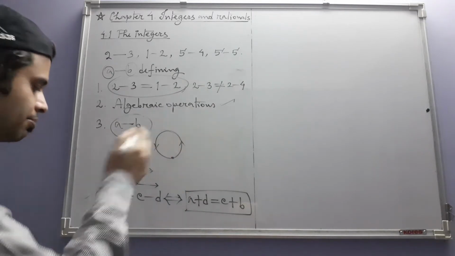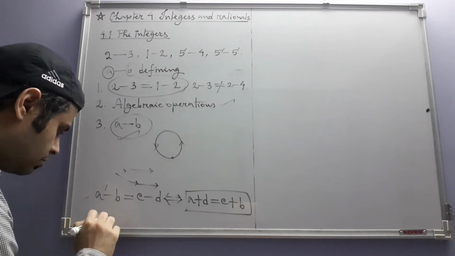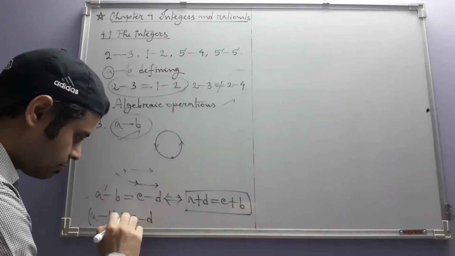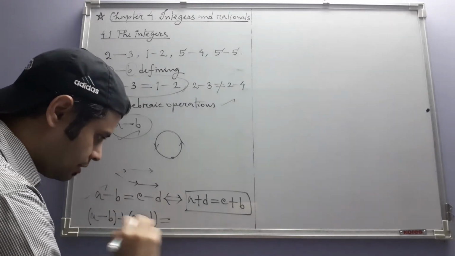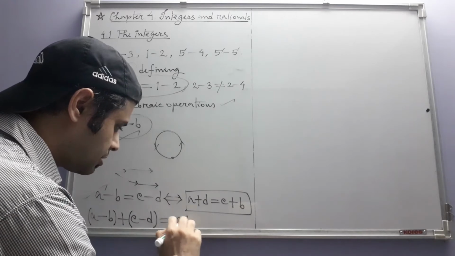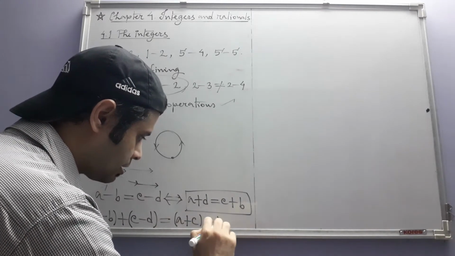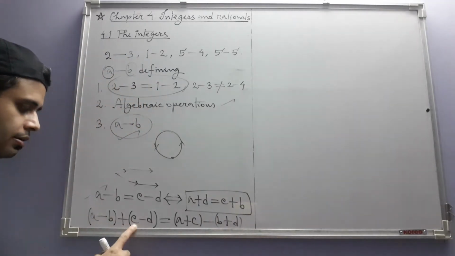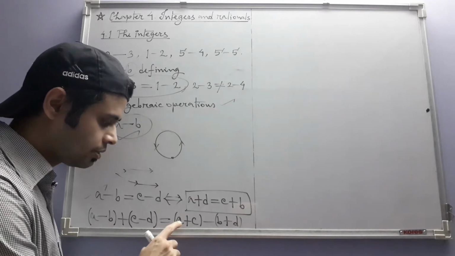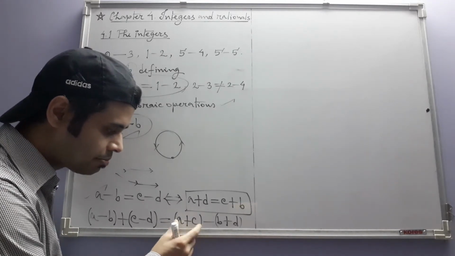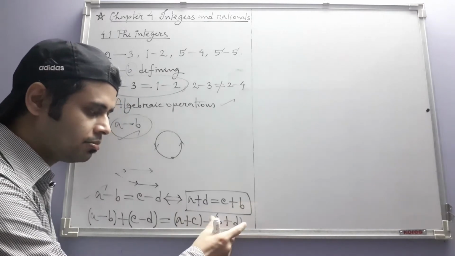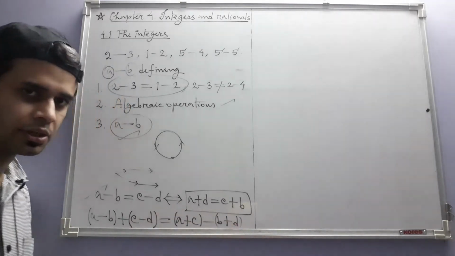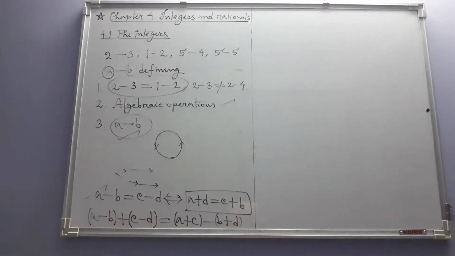Same with algebraic operations. We can define this sum to be again such a difference, which is a plus c minus b plus d. Note that a, b, c, d are all natural. So this a plus c is the ordinary sum of two natural numbers. Same with b plus d. So this is again a natural number minus another natural number. So that's how addition can be defined.